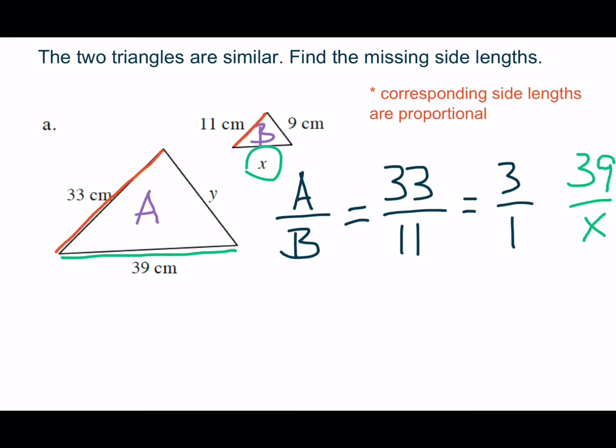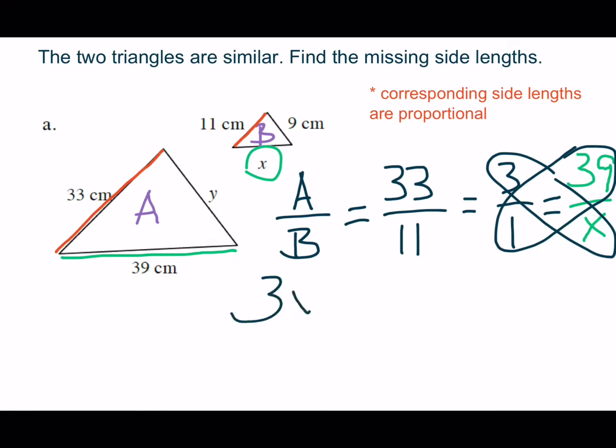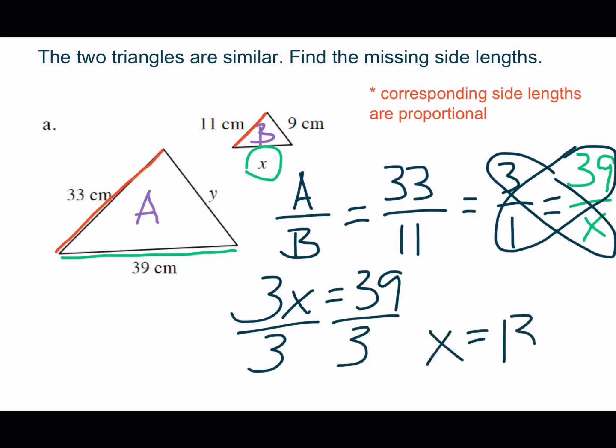All right, and we know that corresponding side lengths are proportional, so what we're going to do is set these two fractions equal to each other. Now all you're going to do is cross multiply to solve for x. X equals 13, add your units, centimeters.